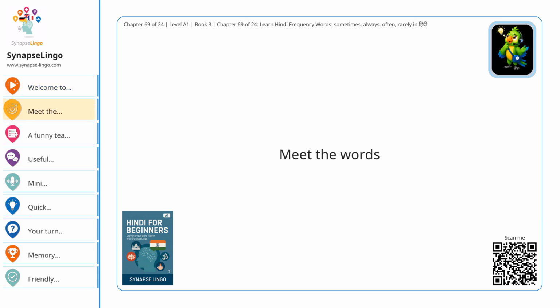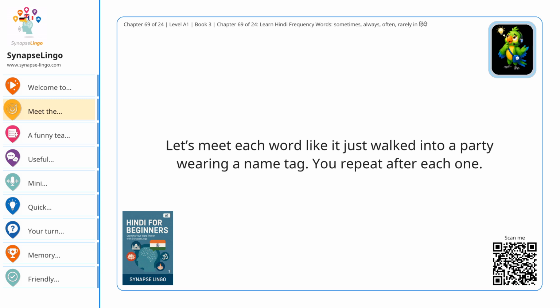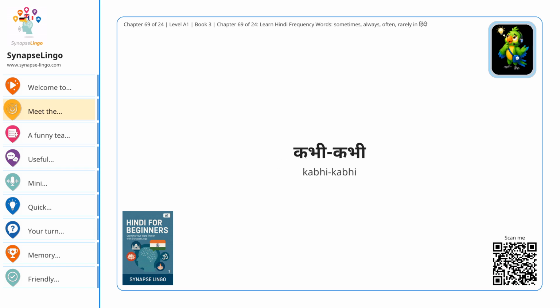Meet the words. Let's meet each word like it just walked into a party wearing a name tag. You repeat after each one. Sometimes in Hindi is कभी कभी. Say it. कभी कभी. Always in Hindi is हमेशा. Say it. हमेशा. Often in Hindi is अक्सर. Say it. अक्सर. Rarely in Hindi is शायद ही कभी. Say it slowly.